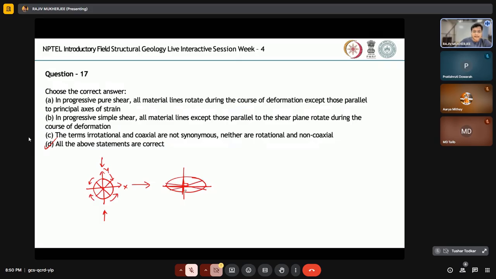except for the lines which were initially perpendicular to each other. That means they are the principal axes of strain. They will not change or rotate. So option A is definitely correct.